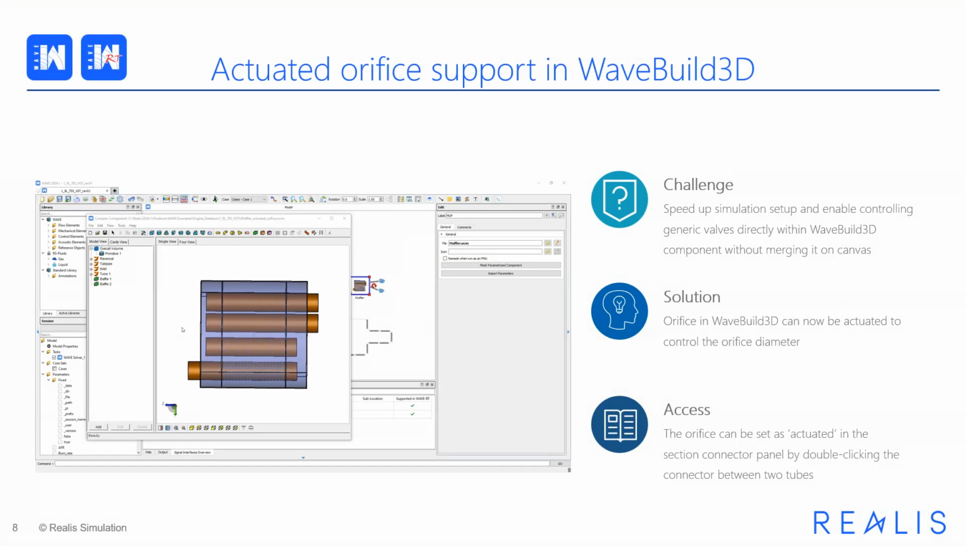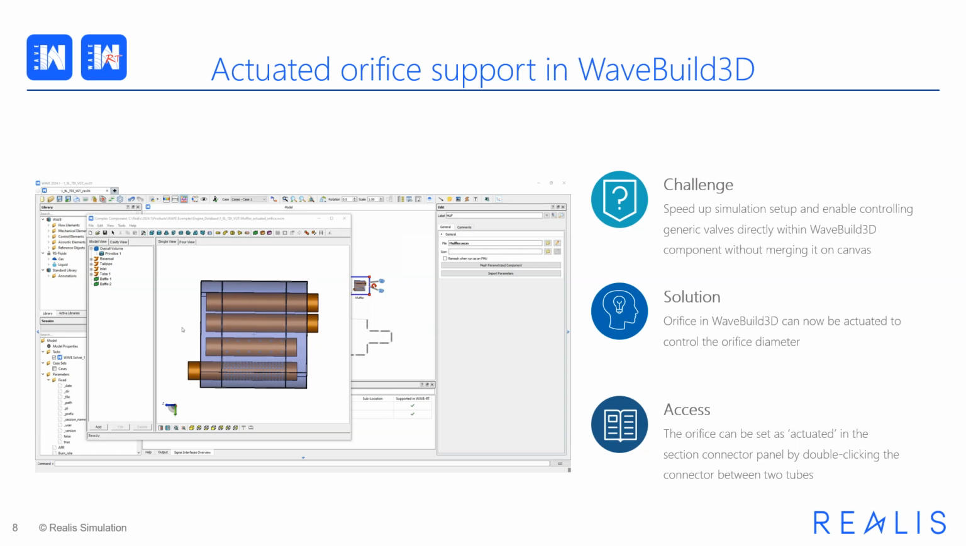Modern muffler designs can incorporate exhaust valves to regulate the flow of exhaust gas, controlling both noise and back pressure levels. Typically, these valves are represented as orifices or within the WaveBuild 3D component. Adding an actuator to control such valves in previous versions of Wave required merging the component on the canvas in WaveRT GUI, that is, replacing the actual component with the mesh of the component.